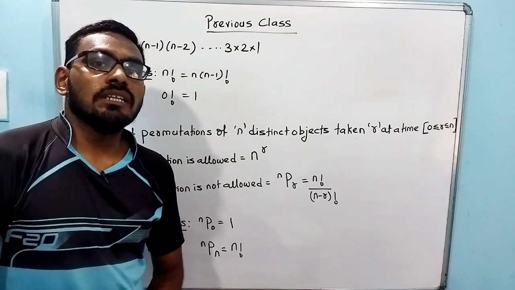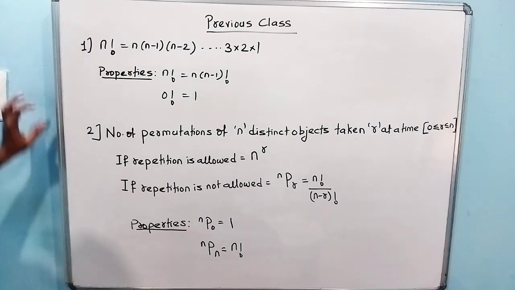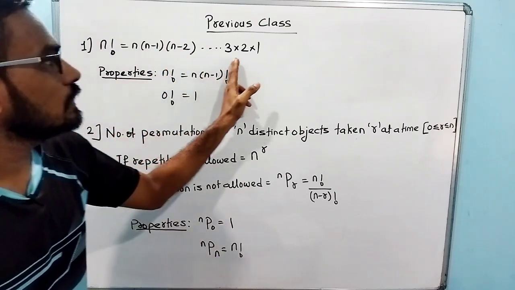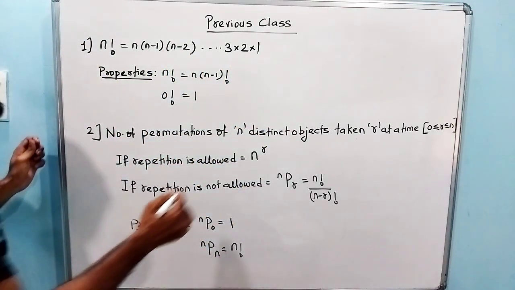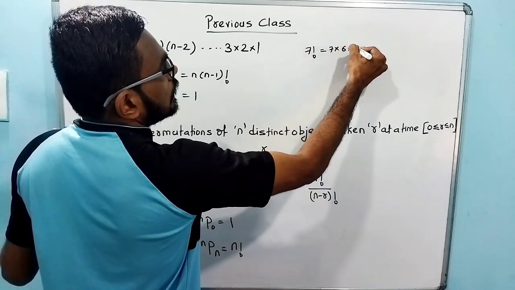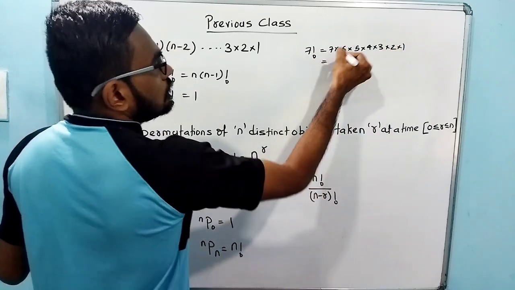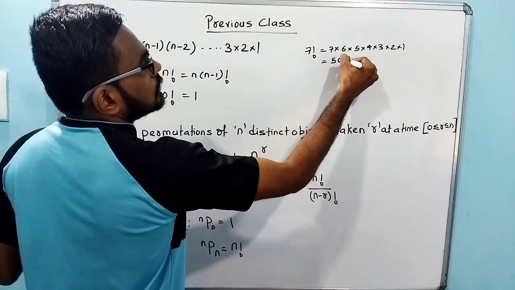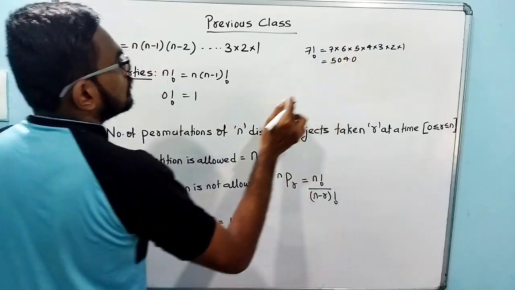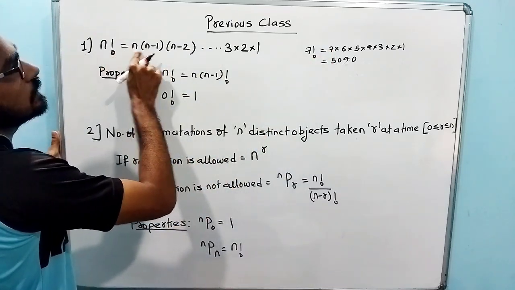So today we'll continue the lesson permutations and combinations. These are the things that you learned in the previous class. First thing is n factorial, which is n into n minus 1 into n minus 2 and so on, 3, 2, 1. For example, 7 factorial will be what? 7 into 6 into 5 into 4 into 3 into 2 into 1, which if you calculate you will get 5040.